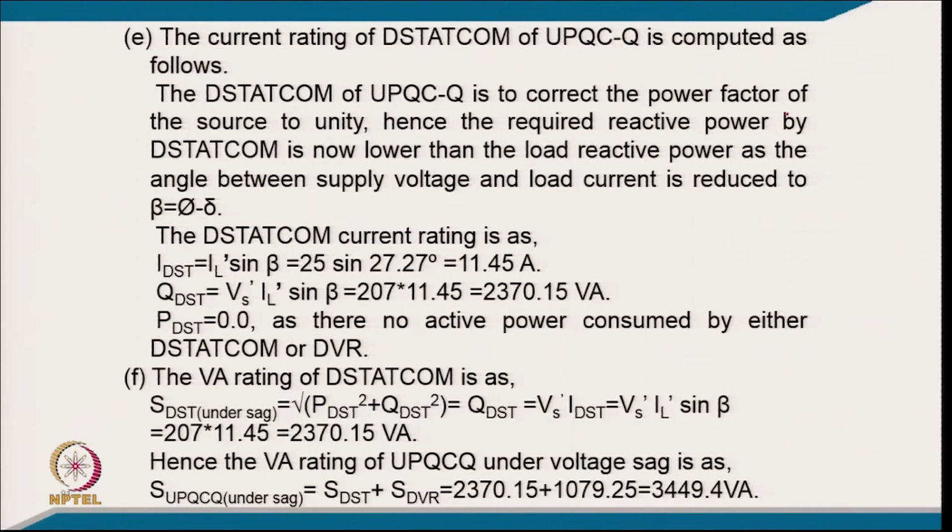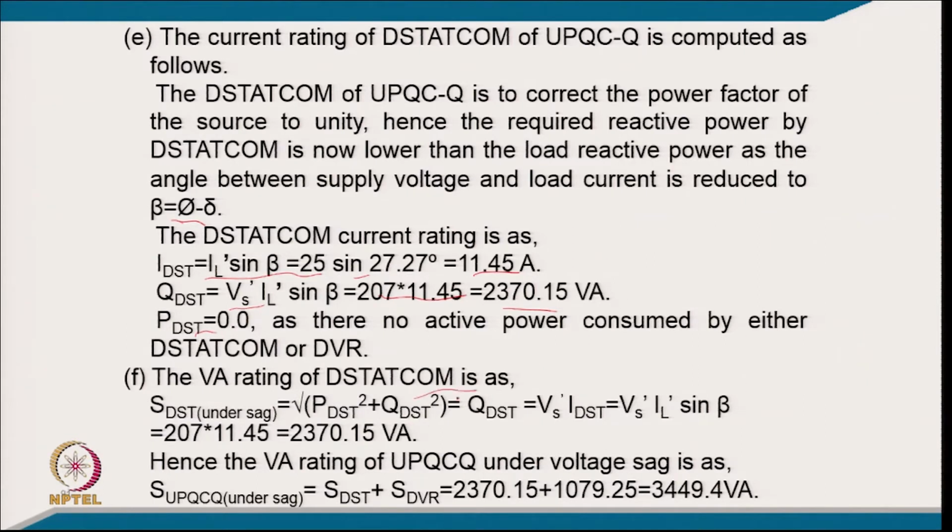The UPQC is to correct the power factor of the source to unity, hence the required reactive power of D STATCOM is now lower than your load reactive power. The angle of load current, that is beta, equal to phi minus delta. So, you can just calculate the D STATCOM current rating from I sin phi. So, it is 11.45 and Q DST will be your VL IL sin beta. So, it comes like 2370.18 after multiplication of this, and P DST is 0 because it is not circulating any active power, because DVR does not need active power.